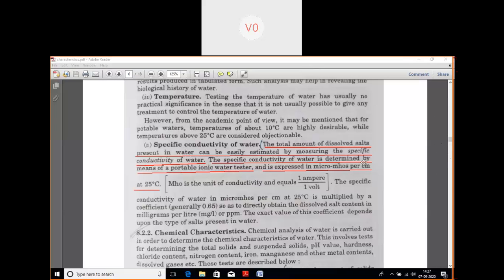So what is mho? Here it is written micromoles per centimeter. Mho is the unit of conductivity and equals 1 ampere per volt. It is just for your knowledge: mho is a unit of conductivity.